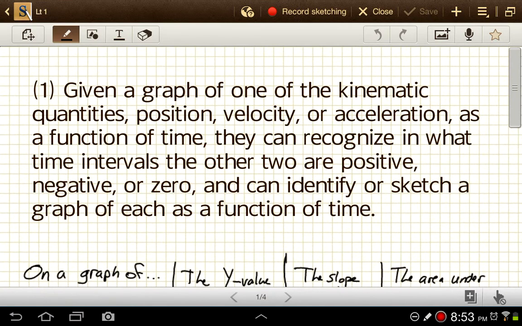In this video, we're going to be looking at graphing of kinematics quantities, rather: position, velocity, and acceleration. But really, this is about more than just being able to graph these functions. This is about knowing what these values mean. So we need to start very basically here.